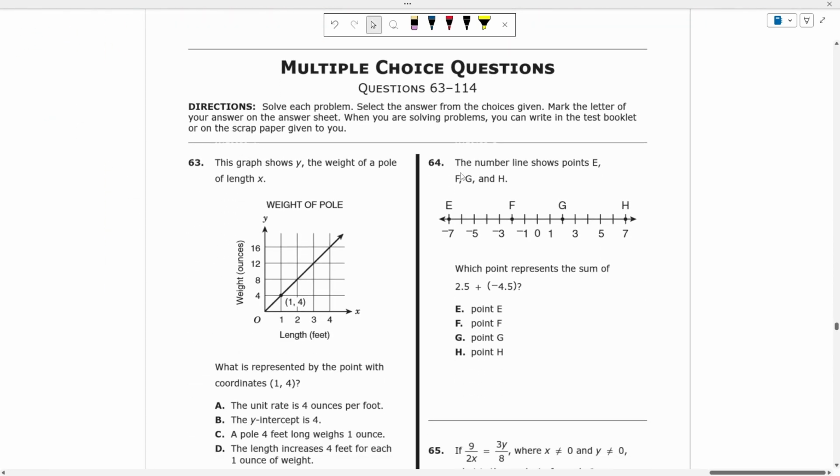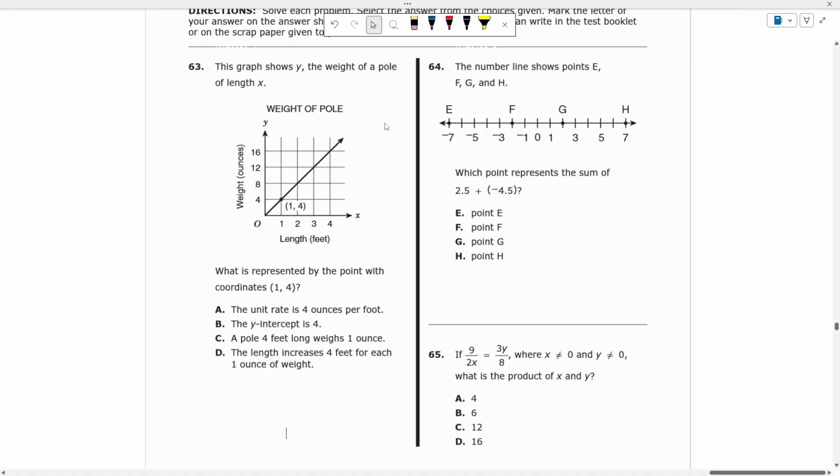Moving on to the multiple choice section. So 63 says that this graph shows y, the weight of a pole, of length x. So this is going to show me the relationship between the length of a pole and the weight of the pole. Okay, and it's asking you what is represented by the coordinates 1, 4. So the point 1, 4 says that a 1 foot long pole is 4 ounces, or 4 OZ.